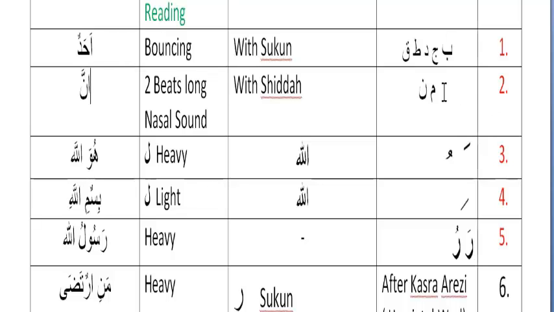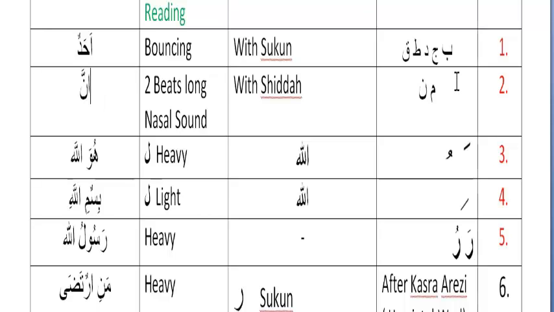So, number 2, whenever meem or noon come with tasdeed or shiddah, we got to make a 2 beats long sound, like anna. How do you say inna? Inna. What about thumma? Thumma. What about amma? Amma. So how do you read meem or noon with tasdeed? 2 beats long nasal sound. Okay, very good.